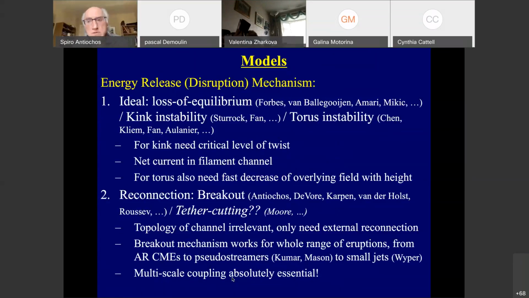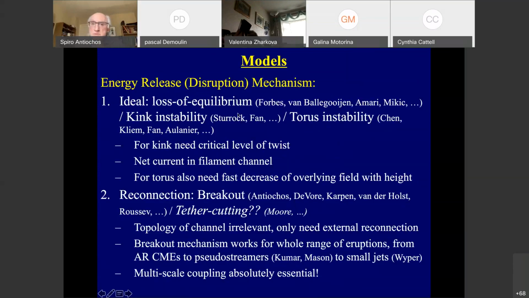So only 3 models for the buildup process. There are only really 2 models for the disruption process. So it's good, we don't have to know that much. Unfortunately, we still have 2. We don't have 1 yet. The 2 models are ideal mechanisms, and I put them all together. There's loss of equilibrium that was originally discussed by Terry Forbes, Abdelhak Banahoy, and a bunch of others. Kink instability, torsion stability.